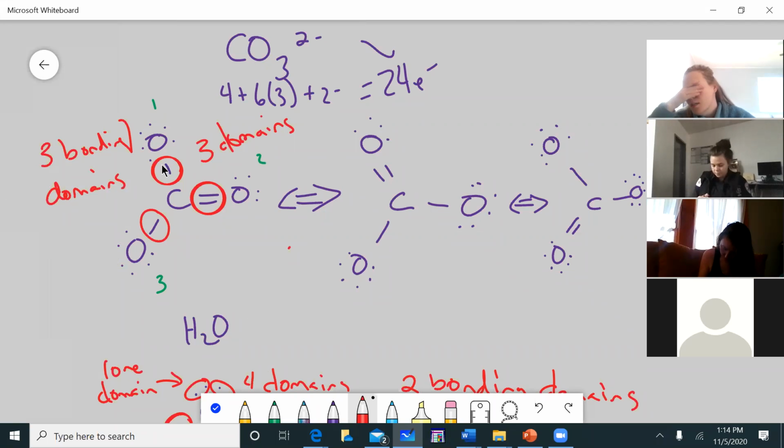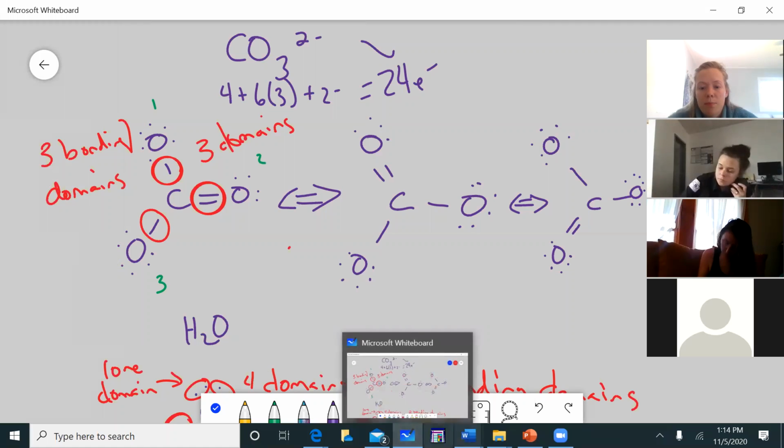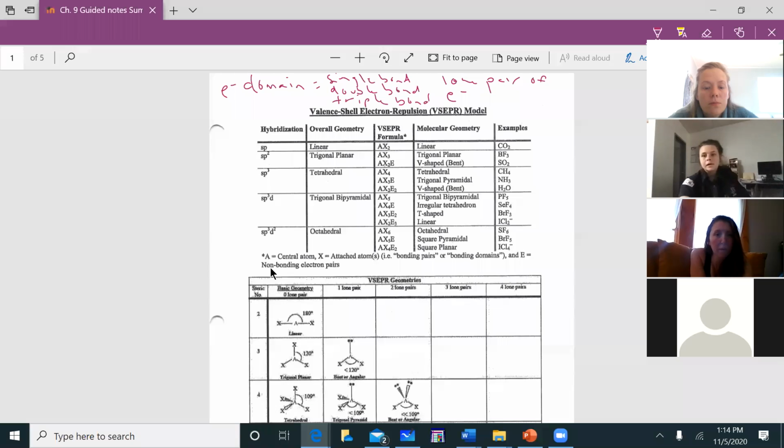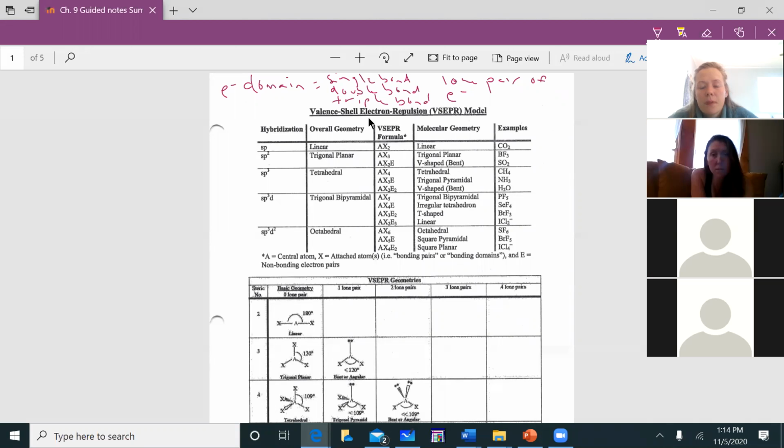And this all comes into play on how the things are shaped. So we want to look at this VSEPR formula. And we're going to classify everything based off of this formula.